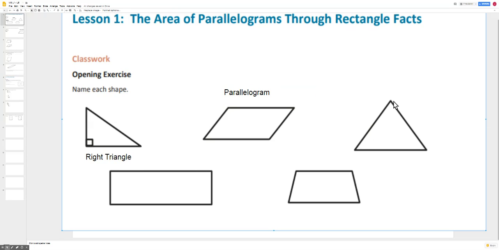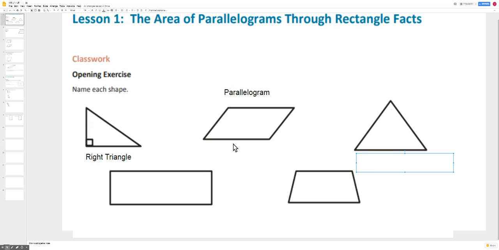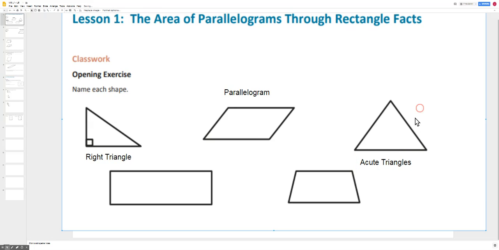The next one over here, this is a triangle once again. It's also a specific type of triangle. It's not a right triangle like this one because it's a right angle. This is known as an acute triangle. An acute triangle means all the angles are under 90 degrees. None of them are equal to or greater than 90 degrees. These are all less than 90 degrees.